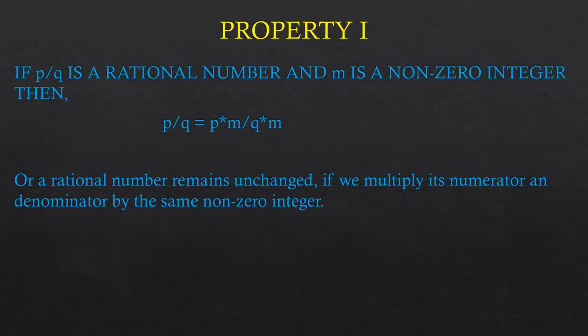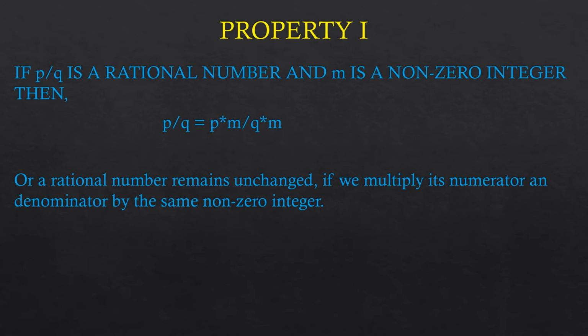Property 1. If P upon Q is a rational number and M is a non-zero integer, then P upon Q is equal to P into M by Q into M. Or a rational number remains unchanged if we multiply its numerator and denominator by the same non-zero integer.